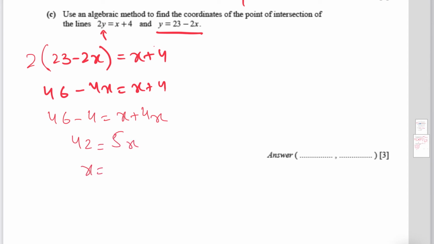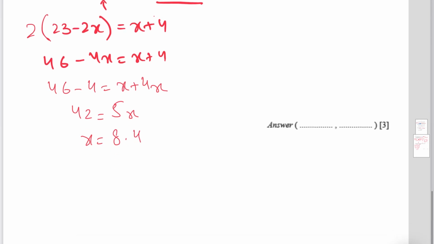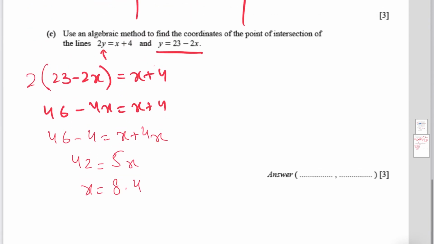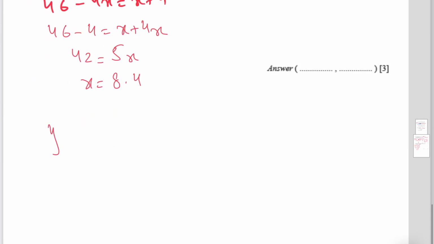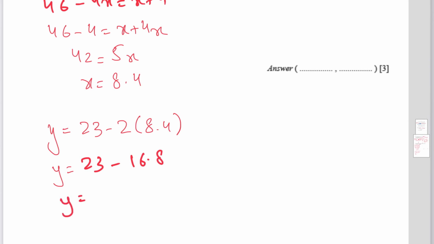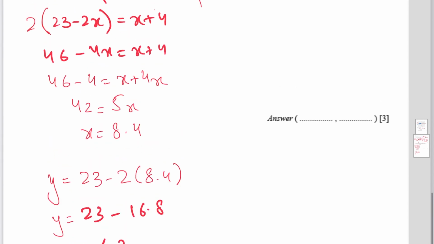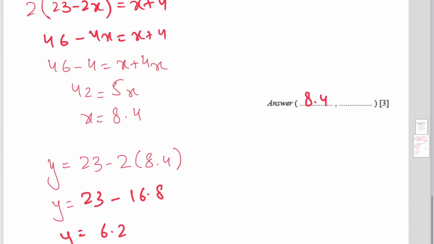So x comes out to be, let's use a calculator for this, 42 divided by 5 gives us 8.4. Okay, now we have the value of x. Let's find the value of y. We'll plug the value of x into this equation. So y is equal to 23 minus 2 times 8.4. 8.4 times 2 is 16.8. Okay, 23 minus 16.8. So y comes out to be 6.2. So we write the values over here. 8.4, that's the coordinate of x, and 6.2.